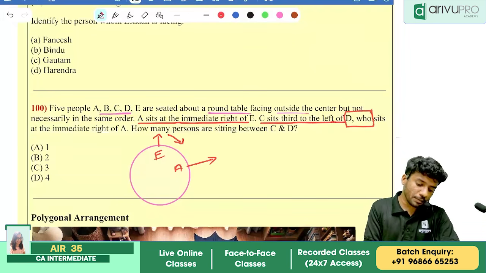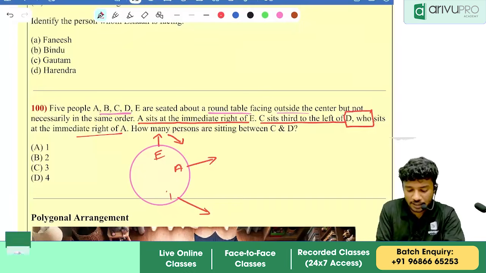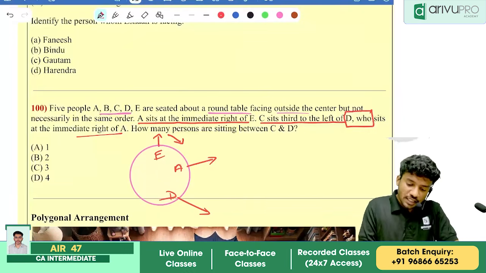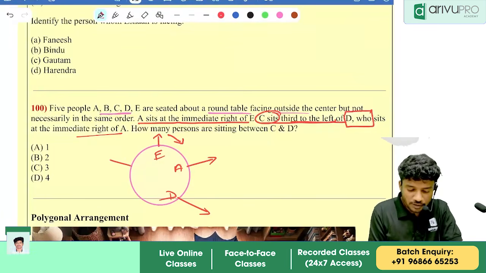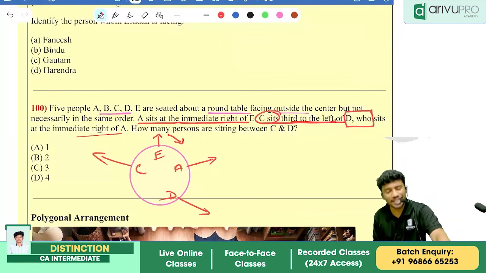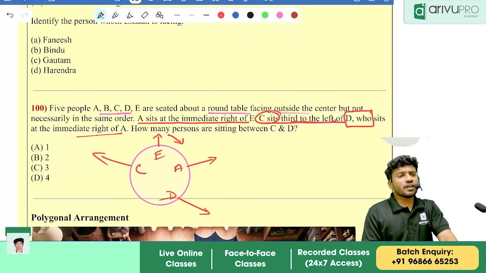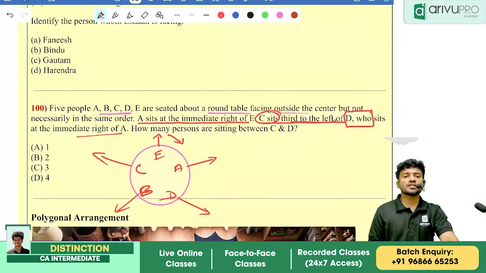Who sits immediate right of A? D sits immediate right of A. Next one. C sits third to the left. This is the first left. This is the second left. Then one more place will be there. That is called the third left. And who is sitting there? C is sitting there. Then what is remaining there? B. Where will B sit? In between C and D. B will be sitting in between C and D.